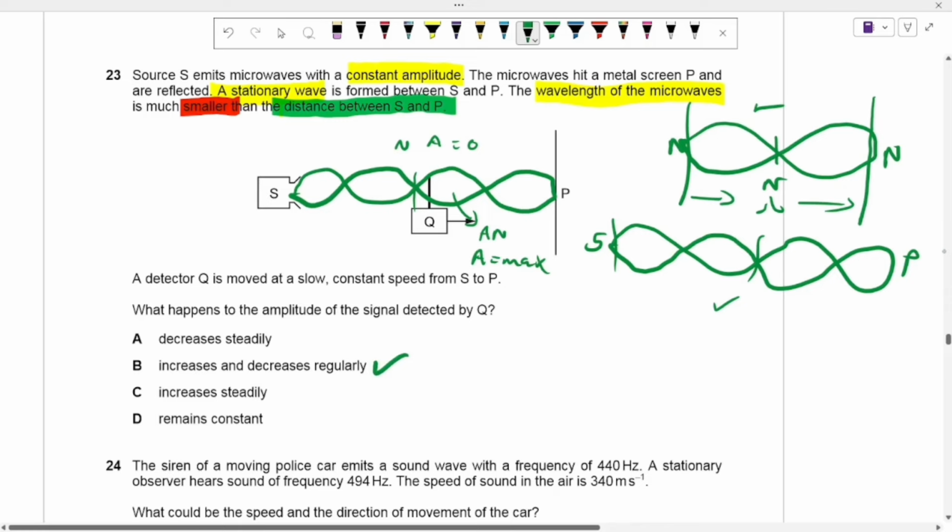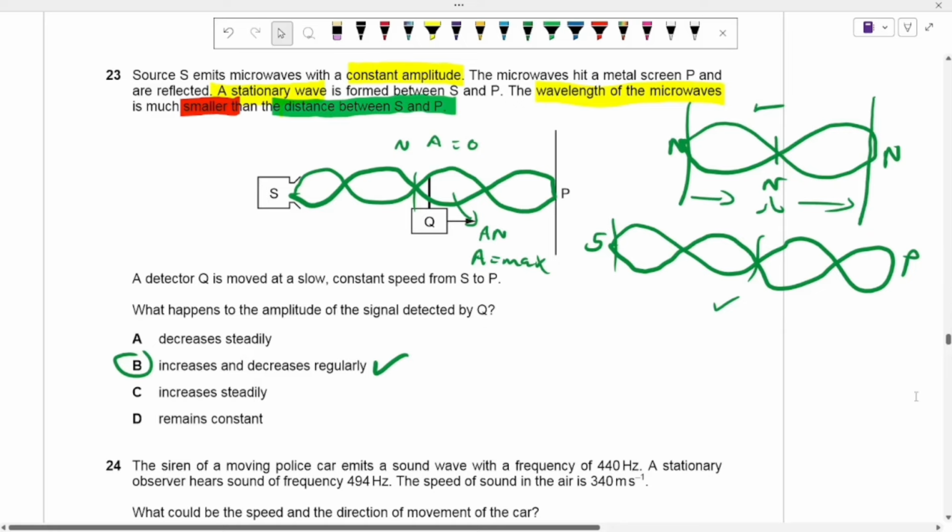That's regular, right? You wake up, you go to sleep. You wake up, you go to sleep. That's a regular routine. You increase, you decrease. That's regular because it's max and 0. So the answer has to be B. It can't just decrease steadily. It can't just increase steadily. It can't just remain constant. It has to increase and decrease.